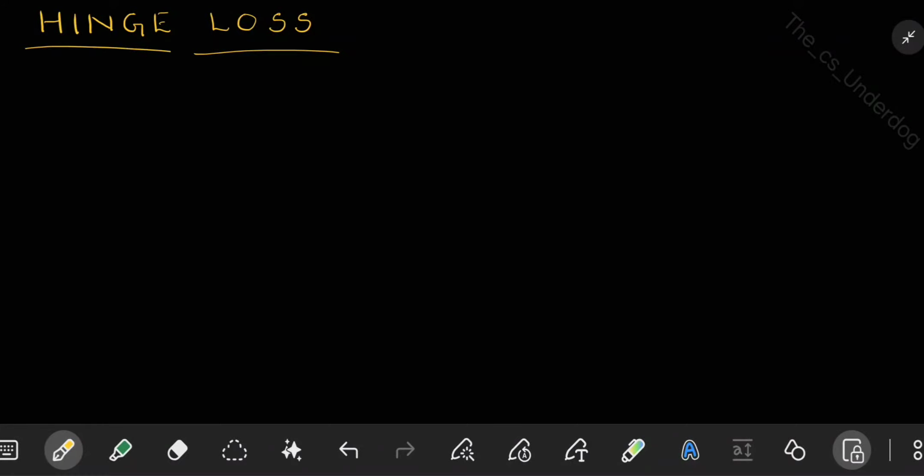Hinge loss. In the last lecture, we learned about binary cross entropy loss, which is a loss function used for binary classification. Here, we are going to look into another loss function which is also used for binary classification, and it is called hinge loss. So the next question is, what is so special with hinge loss that makes it specifically useful?